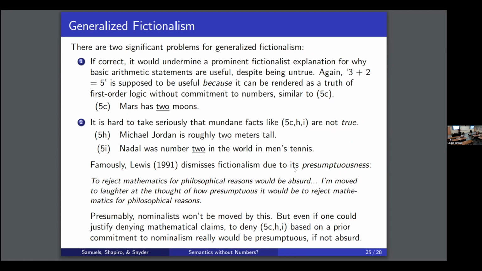Remember, the explanation was that mathematical statements like 3 + 2 = 5 are useful because they can be rendered in first order quantificational logic as logical truths, right? In the same way that the 5c example can be rendered in first order logic as a truth. Now, you're rejecting that, right? You're no longer saying that this is true. Presumably, I don't know what they would say about the 4 + 3 = 7 case, but you can see that the general sort of explanation that was given for why mathematical statements would be useful no longer holds anymore.